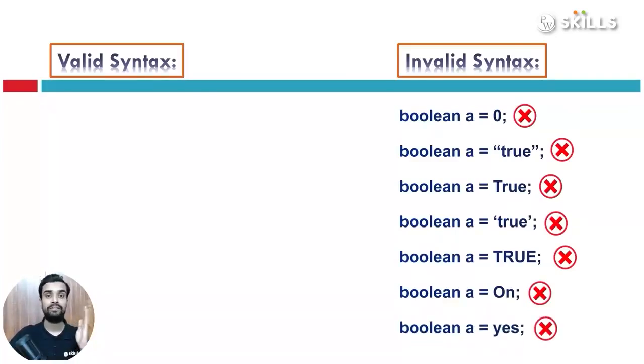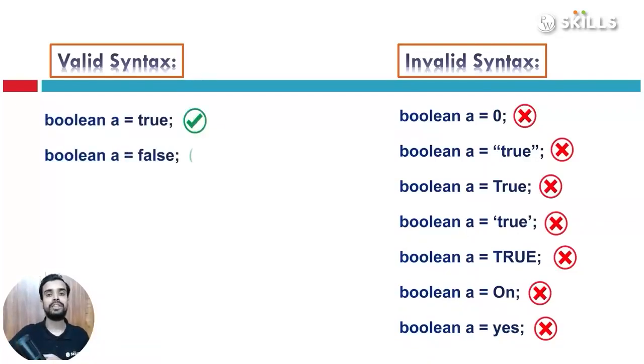Then what are the valid syntaxes, sir? Like I said, there are only two valid literals for a Boolean variable in Java, and they are true and false. That's it. I hope all of you have been able to understand everything with respect to the Boolean data type also. With this, officially, we have concluded our discussion on all of the 8 primitive data types.